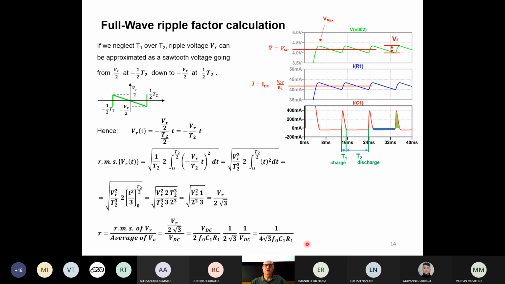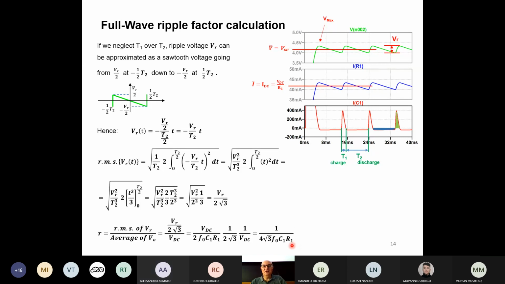Your colleague did not like my comments on this part of the formula. I'll try to repeat it again. Once we have calculated the ripple factor, that is this final formula here. So the formula is okay for you? La formula va bene, no? Yes, okay.